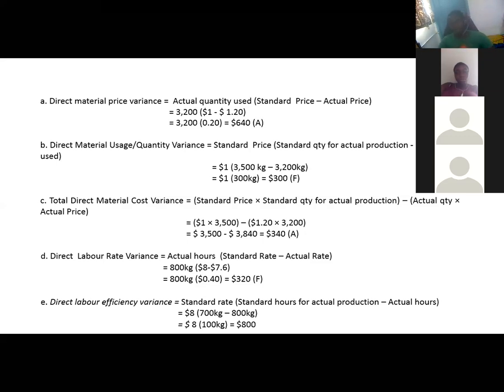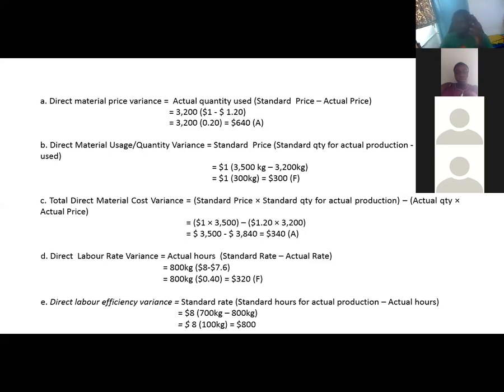All right, so total direct material cost variance. Do not forget that during our previous lesson, we said that total direct material cost variance can be divided into two: direct material price variance and direct material usage variance. That was what we said last week. And when it comes to the formula for total direct material cost variance, we said usually we have the standard cost in one bracket and then the actual cost in another bracket.